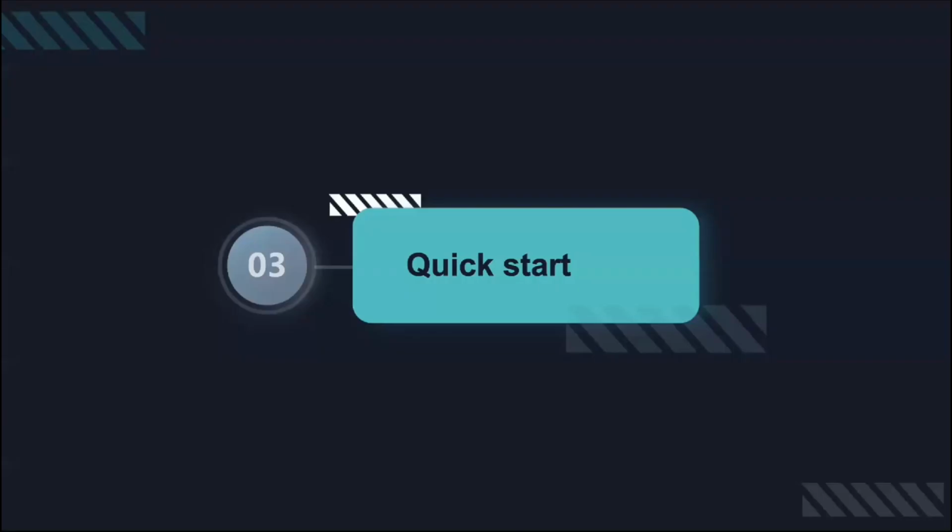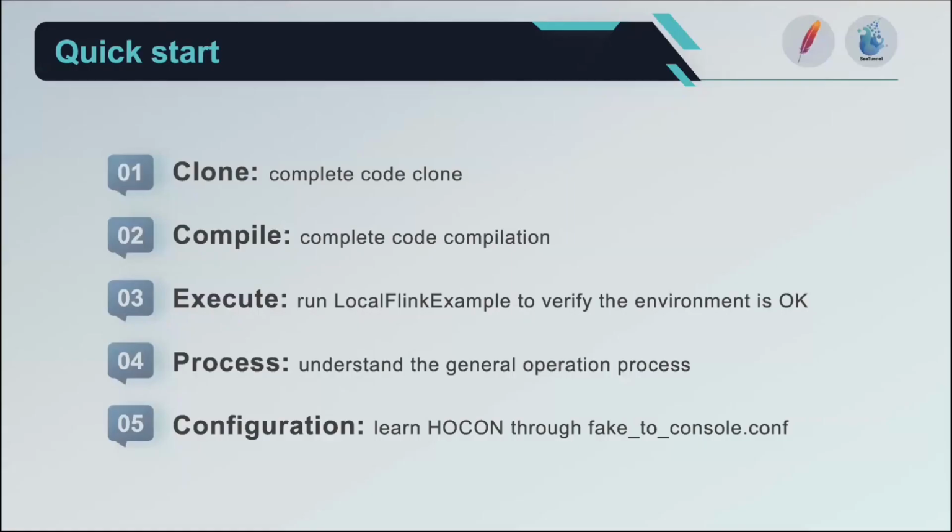Okay, let's quick start it. First, we need to clone the code to our development environment and compile it. Next, we should run the local Flink example to quickly verify the environment is okay. Also, we can open the debug mode to better understand the execution process. At the end, we still need to learn the grammar of HOCON through the console config file.